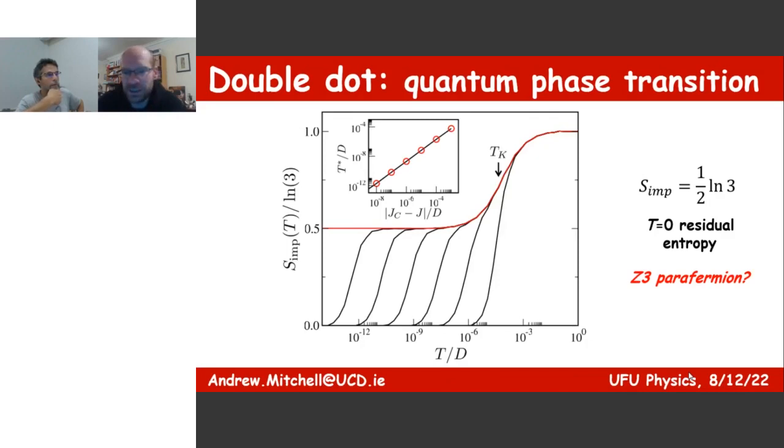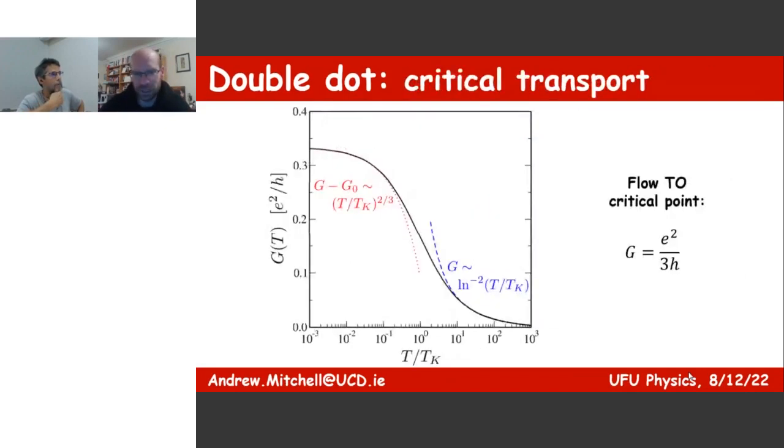Also, this is the entropy that's predicted from Z3 parafermion, and I'll say a bit more about that in a moment, time permitting. So I should just say that from the model at the critical point, we can make certain predictions, and we can make a prediction about what the conductance should be at this triple point. And we find that it's exactly a third of the conductance quantum, e squared over 3h. And there's a very distinctive conductance line shape as a function of T over T_K on flowing to the critical point.